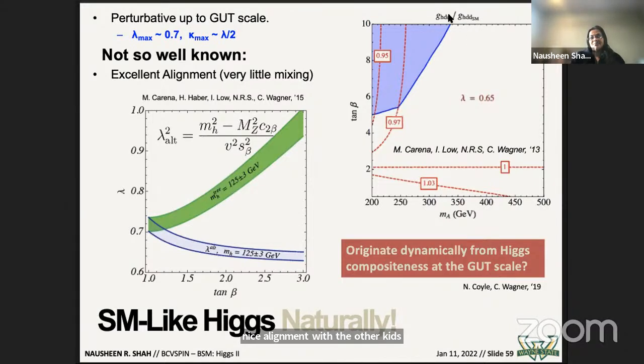So this is, for example, the coupling of the NMSSM Higgs compared to the Standard Model in the tan beta, M_A plane. And these numbers here show a few percent deviation in the couplings that you would see. So it really does that very nicely. We don't know why that could be, but there are some ideas that this could originate dynamically from Higgs compositeness at the GUT scale.